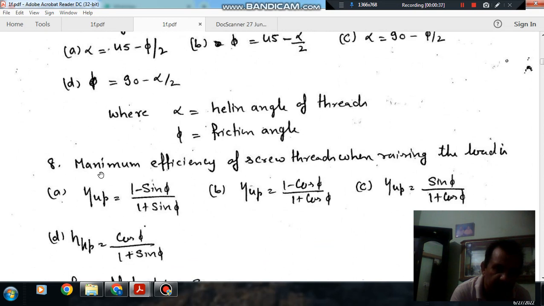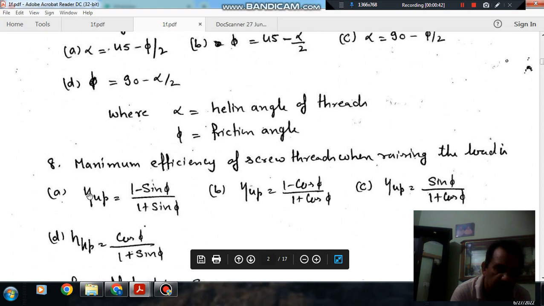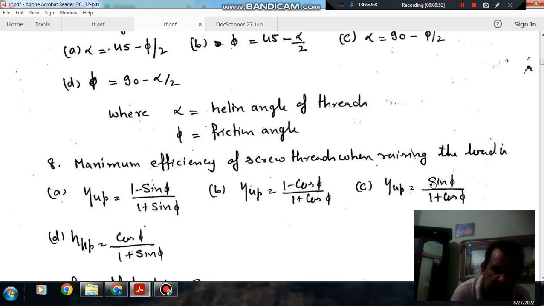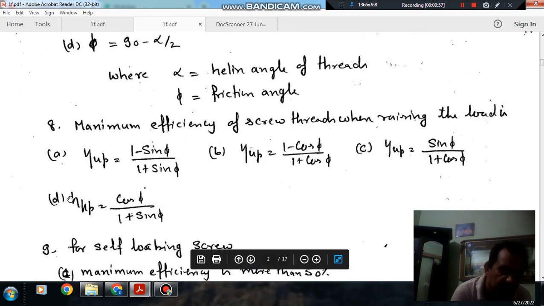Question number 8: the maximum efficiency of screw threads when raising the load is: option A, efficiency is equal to 1 minus sin phi divided by 1 plus sin phi; option B, efficiency is equal to 1 minus cos phi divided by 1 plus cos phi; option C, efficiency is equal to sin phi divided by 1 plus cos phi; option D, efficiency is equal to cos phi divided by 1 plus sin phi.